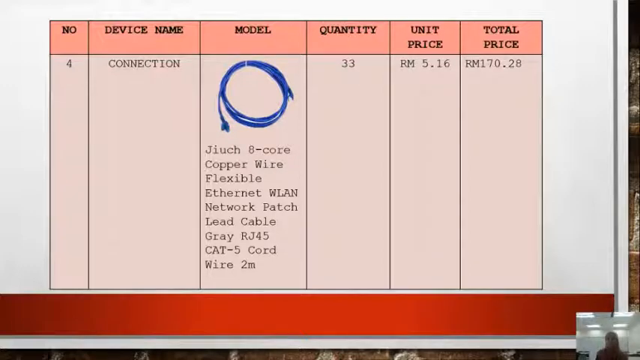And the last is the connection. We use a copper wire flexible Ethernet WLAN network patch LED cable, grey RJ45 Cat5 cord wire, 2 meter. We bought 33 of the copper wires, which cost 5 ringgit and 60 cents each. And the total price for the connection wire we use is 170 ringgit 28 cents.